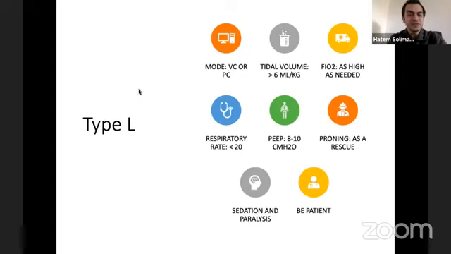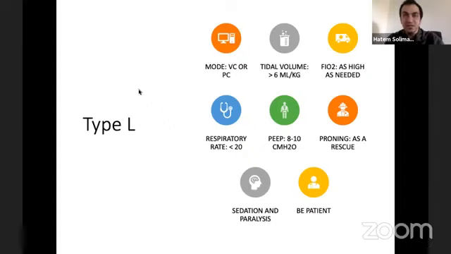Your respiratory rate, you don't give them a high respiratory rate, unlike ARDS. So you try to aim for a respiratory rate less than 20 breaths per minute. Your PEEP, as I just mentioned, you need to be cautious with the PEEP. They can usually be managed with PEEP of 8 to 10, not more than that. Proning was found useful in these patients, which was a bit counterintuitive because we do know that proning is classically useful for patients with dense basal consolidation. And these patients do not usually have basal consolidation.